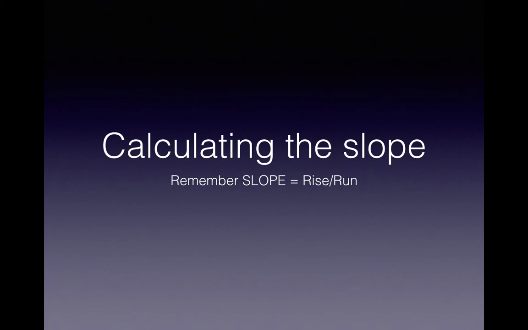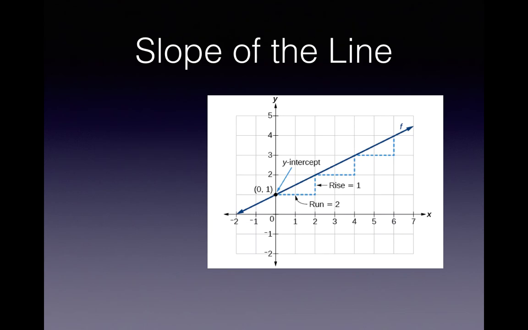Coordinate geometry 3. We've already had a look at positive slopes, negative slopes, zero slopes, and undefined slopes. Now we want to take a look at other values for the slope. And the thing to remember is the slope is either a fraction or a whole number. And the formula for the slope is rise divided by run. So it's written in fraction form. I'll explain what rise and run are in a moment.